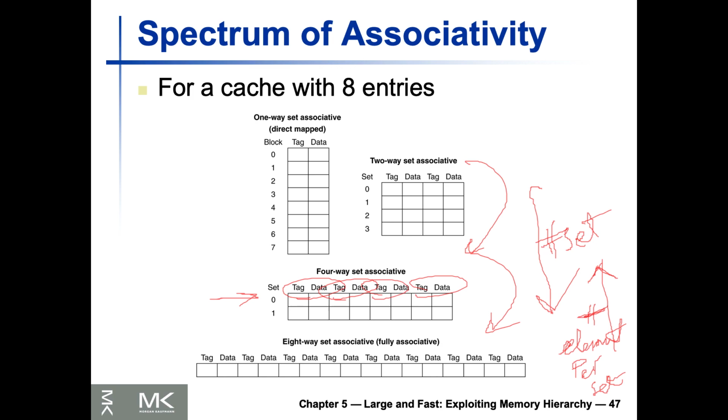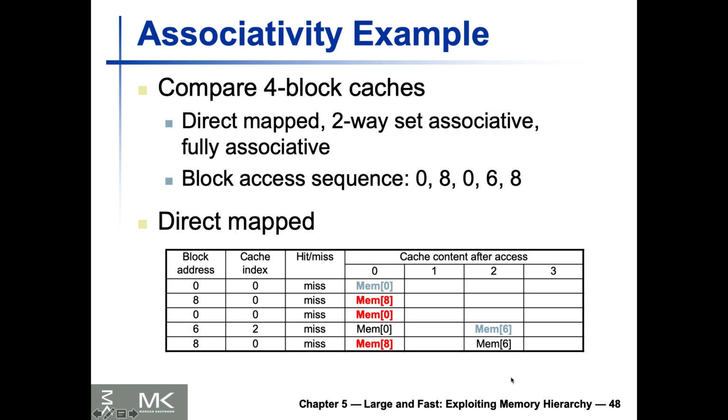And as I mentioned, on average, the advantage of increasing the degree of associativity is that it usually decreases the miss rate, but it adds more hardware complexity. All right, let's have an example here.